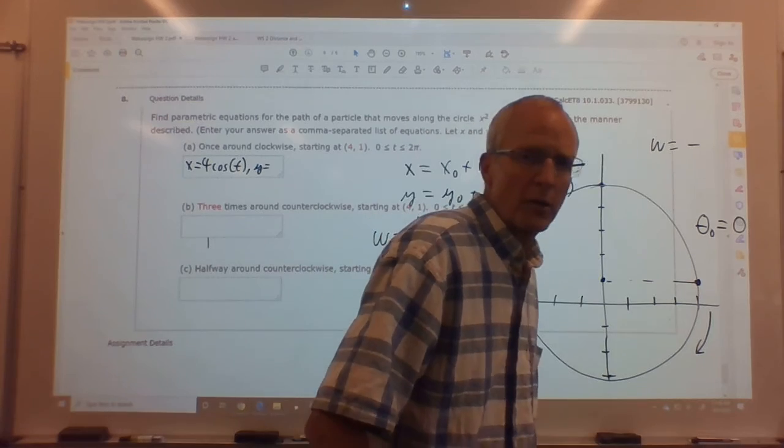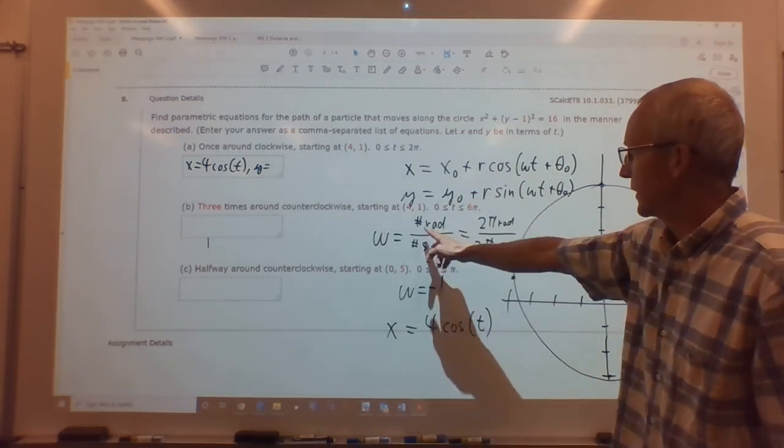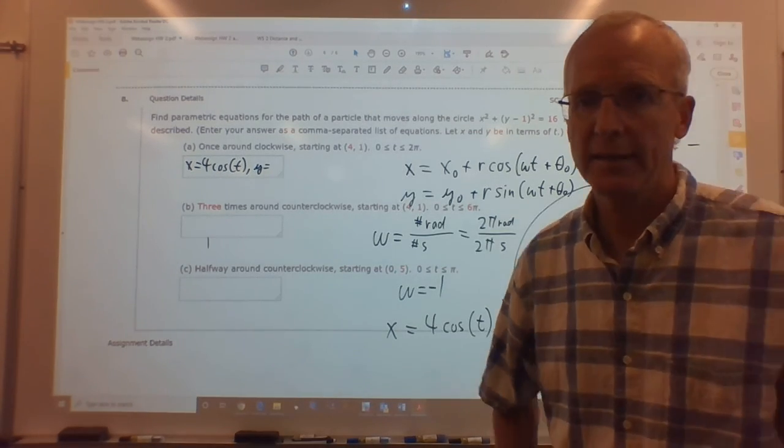Hopefully that gets you started. If you know these basic formulas and think carefully about what omega is and everything, these really aren't that bad. Okay, good luck, and ask if you have any questions.